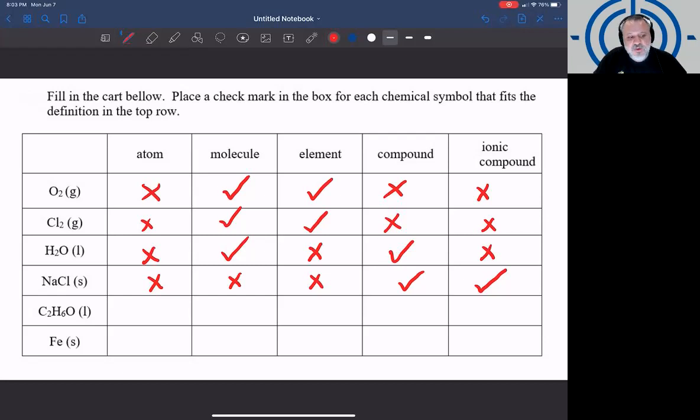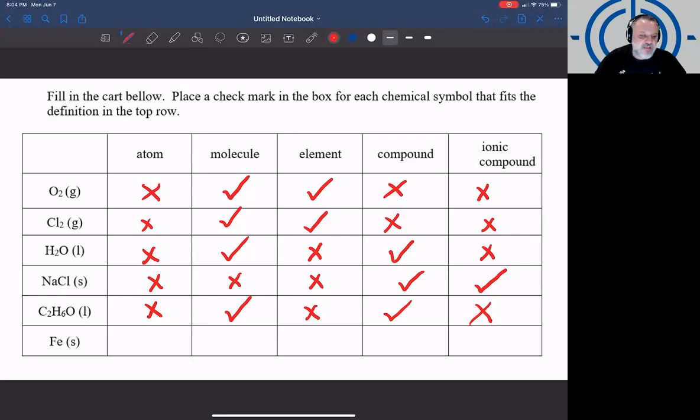All right, let's take a look at C2H6O, good old ethanol. It's not an atom. It's got carbon, hydrogen, and oxygen. It is a molecule because it's got more than one unit. Look, it's got 2 carbons, 6 hydrogens, and 1 oxygen. That's a total of 9 different atoms together in the grouping. So when we have that situation, it is a molecule. It isn't an element because it has carbon, hydrogen, and oxygen. It's got more than one chemical symbol. And because it's got more than one chemical symbol, it is a compound. It's not made of any metals or metals together with nonmetals. So it's not an ionic compound.